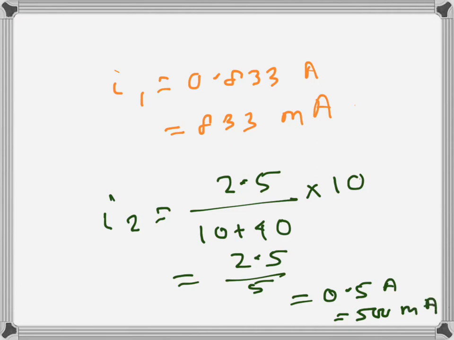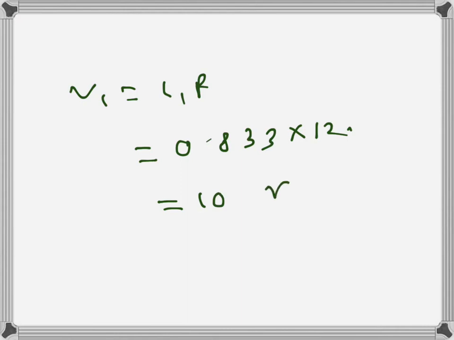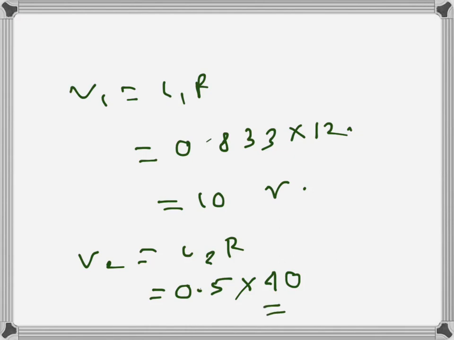So these two are the currents. Now if we want to find the corresponding voltages, V1 will be just I1 R. What is R? That R is 12, so that will be 0.833 times 12, that is 10 volts. And similarly V2 will be I2 times R, that is I2 is 0.5. We have to remember that the unit has to be amps, not milliamps, so we have to convert it into amperes. So that's 0.5 times the resistance, which is 40, so that gives us 20 volts.